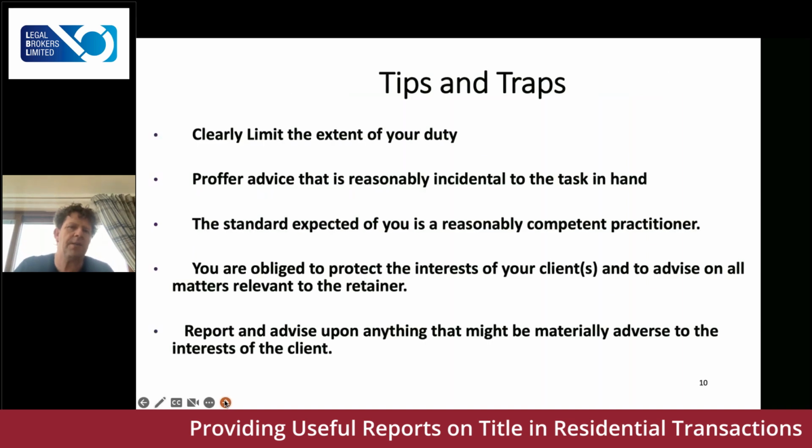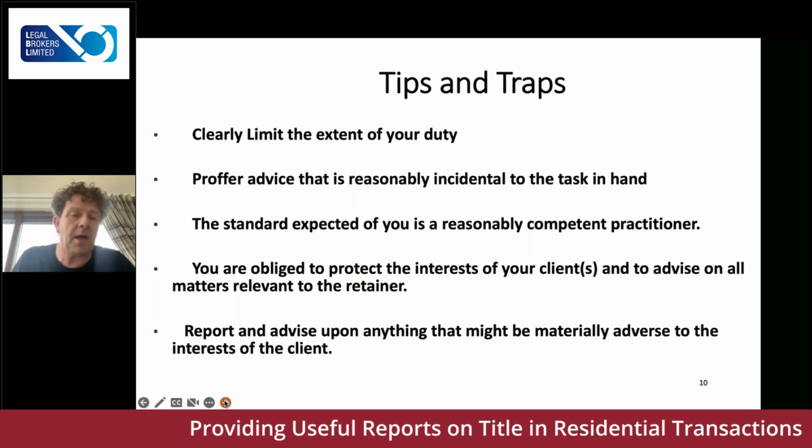So, tips and traps with regard to the retainer insofar as it relates to reporting on title. Limit the extent of your duty. Be aware that you are required to proffer advice that's reasonably incidental to the task in hand. Interesting analogy here. There's something called the adjacent tooth syndrome in dentistry, namely that if you're going to see the dentist and the dentist is attending to a tooth and he notices that there's another tooth on the same side or on the other side of the mouth that needs attention, it is the responsibility of the dentist to draw that to the attention of the unfortunate patient.